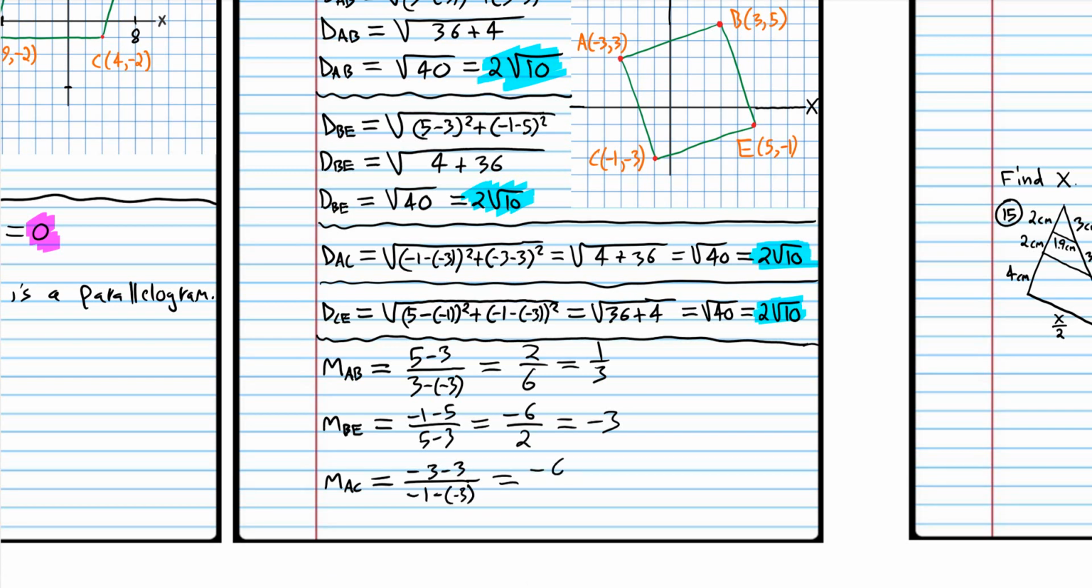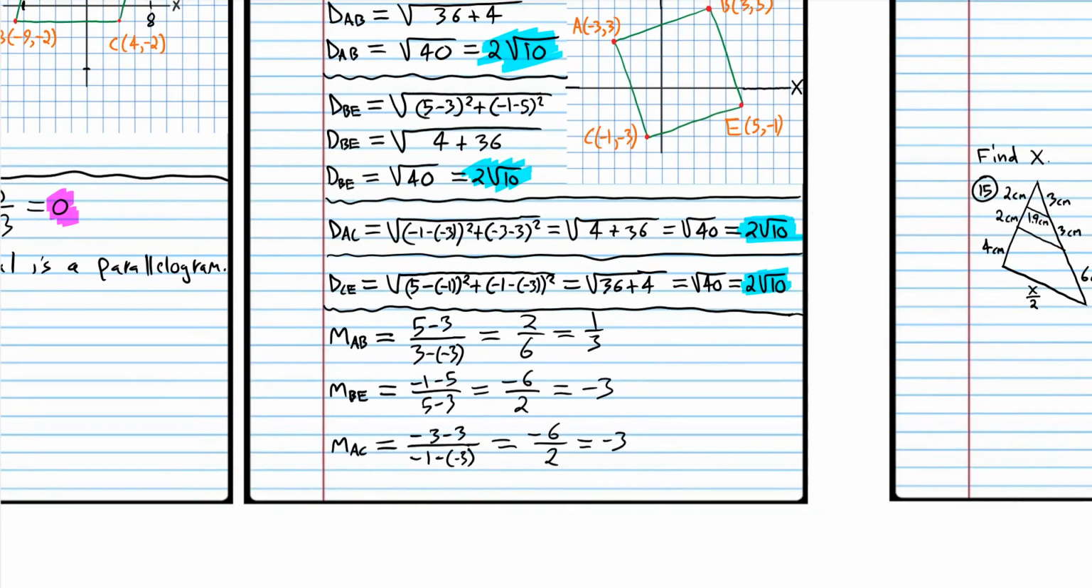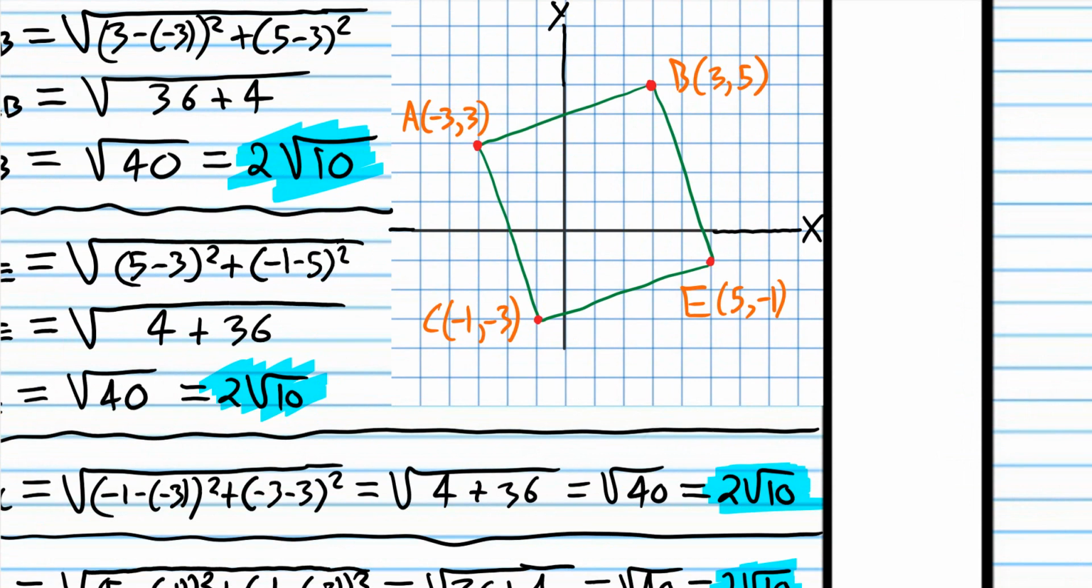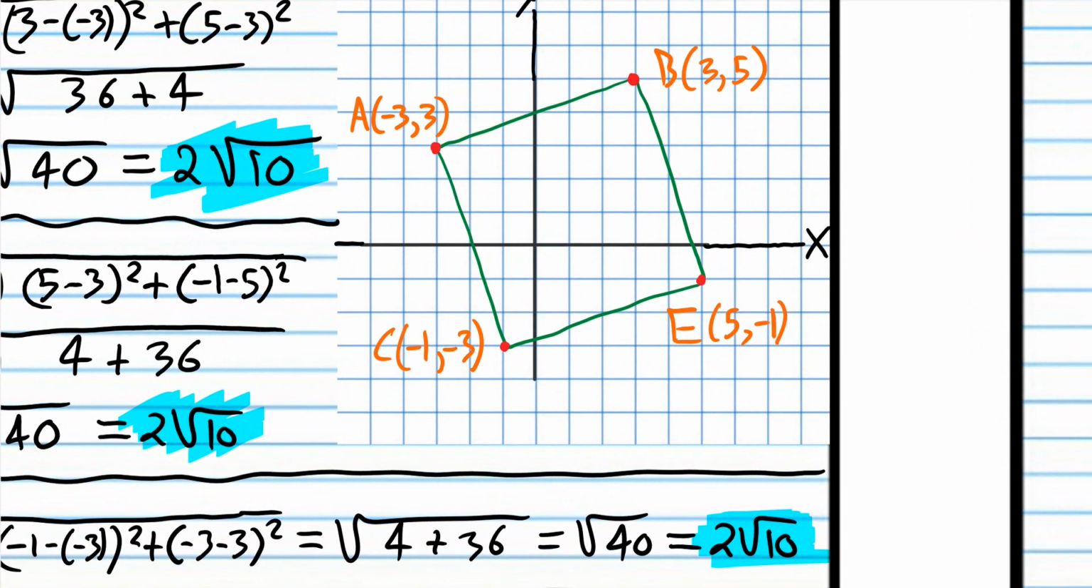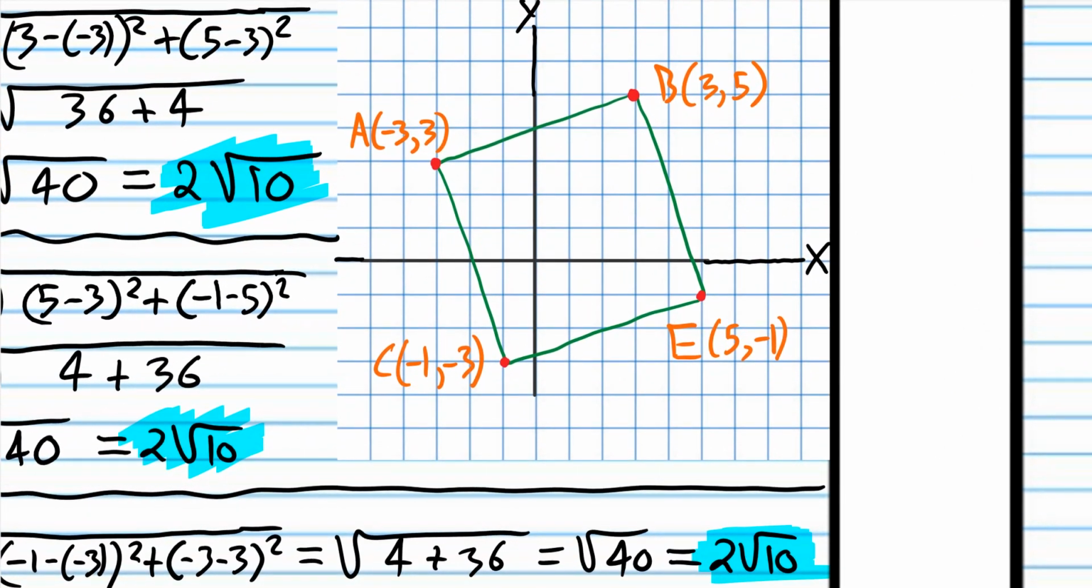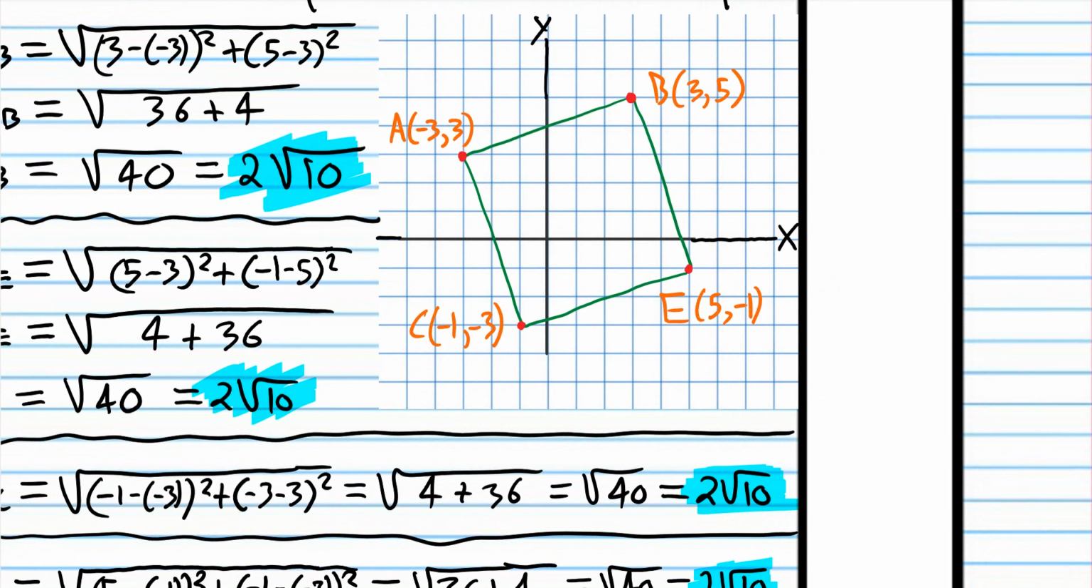And that gives us negative 6 over 2, which is negative 3. So we just proved that these two line segments, AB and AC, are perpendicular. That's another way to describe it. Perpendicular. The definition of perpendicular is 90 degrees. So if these two line segments are perpendicular, that means that this angle is 90 degrees.